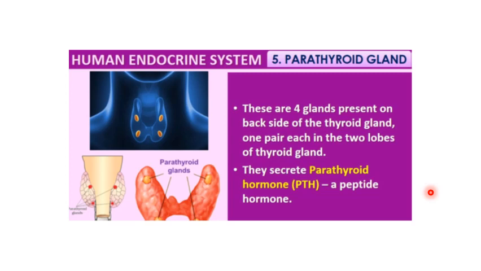Now let us study about the parathyroid gland. So these are four glands which are present on the back side of the thyroid gland, one pair each in two lobes of the thyroid gland. They secrete parathyroid hormone, which is basically a peptide hormone.